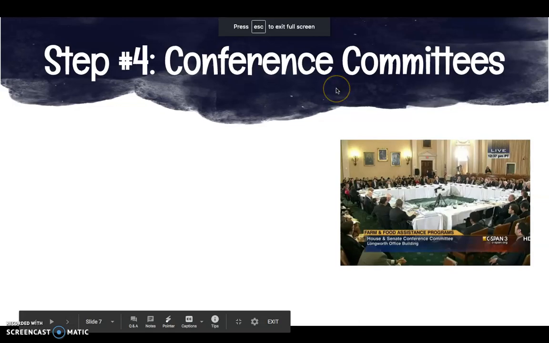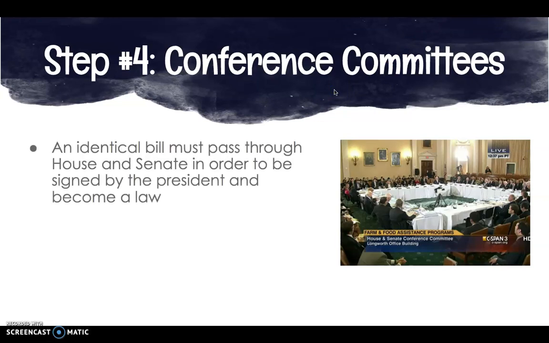Now, the fourth step would be the conference committees. So once a bill is passed, something has to happen. An identical bill must pass through the House and the Senate in order to be signed by the president and become a law. Now, through the germane and non-germane amendments, usually this does not happen. Usually the bill passed by the House and the Senate is a different version.